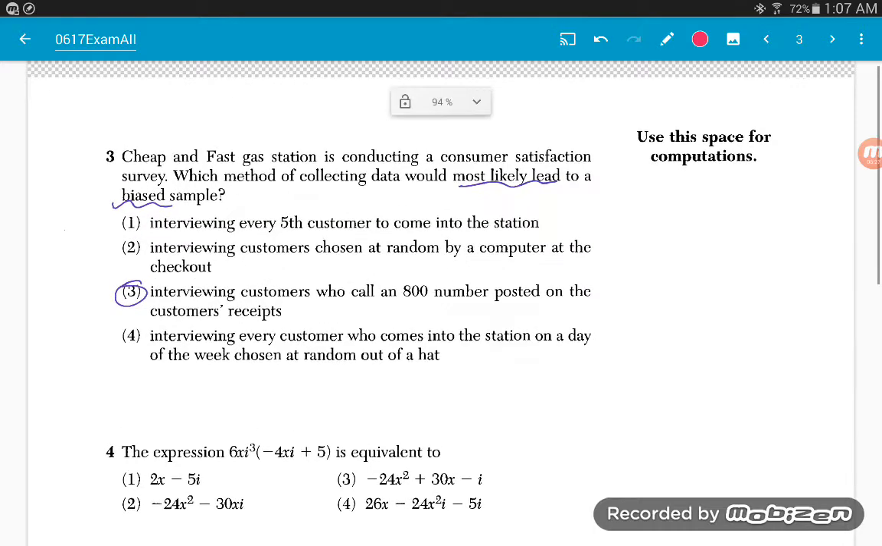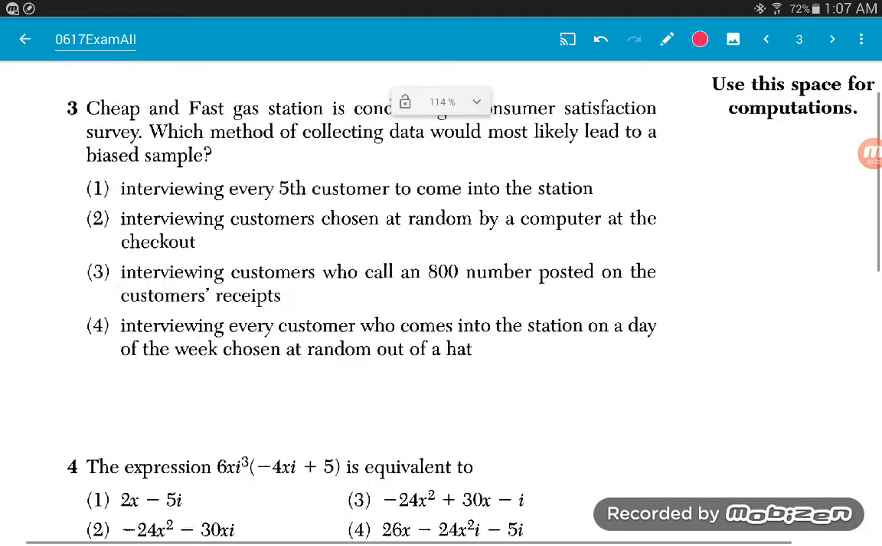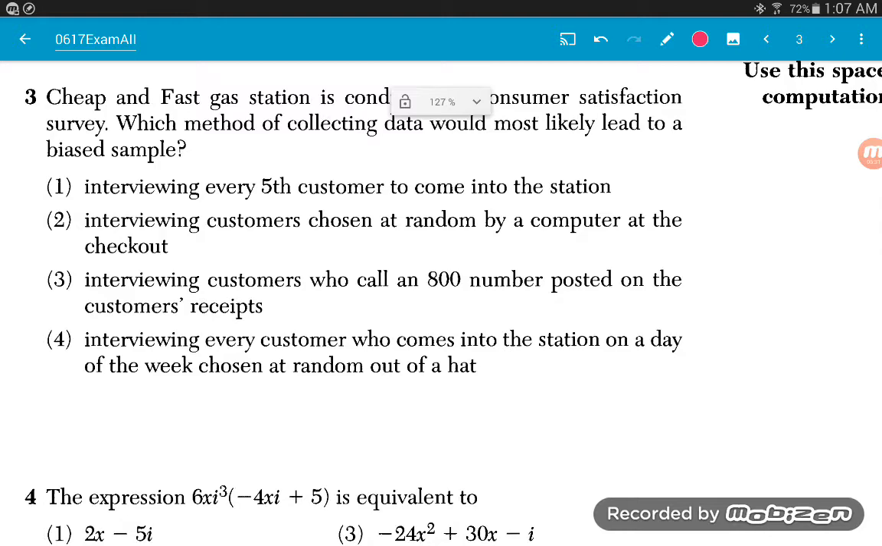Number 3. Cheap and Fast Gas Station is conducting a customer satisfaction survey. Which method of collecting data would most likely lead to a biased sample? So it's not a good sample. We're talking about biasing the data, intentionally making it not fair. So I want to think about which would give me fair data, and I want to cross those out.